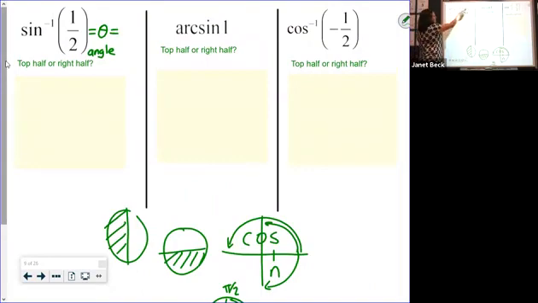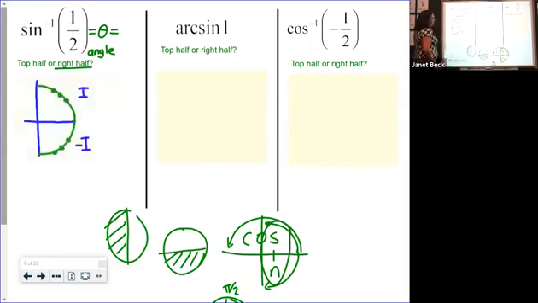Recognize that it's an inverse. We're going to write an angle. Then ask yourself, top half or right half? Well, sine is right half. Draw this picture, and now you've got a possibility of 1, 2, 3, 4, 5, 6, 7, 8, 9 answers. There's only 9 answers that it could possibly be.